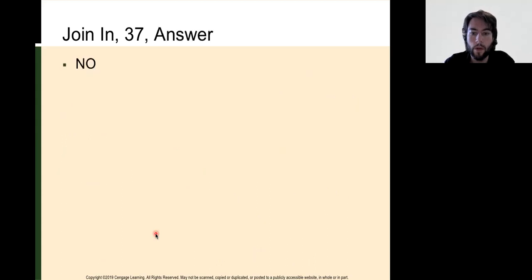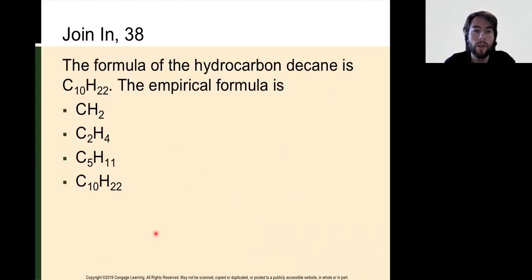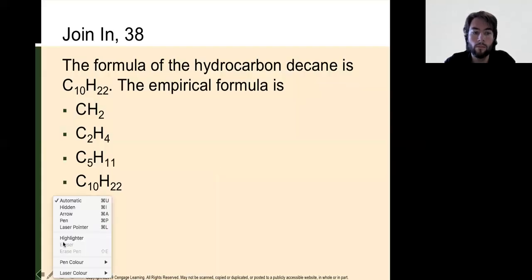Okay. There we go. So the next one is the formula of the hydrocarbon decane is C10H22. The empirical formula is going to be what? 5 or 10 seconds here to answer this. Pause if you need more time, although you might be able to get this pretty quickly. Okay, pause if you need more time. Answer coming soon.